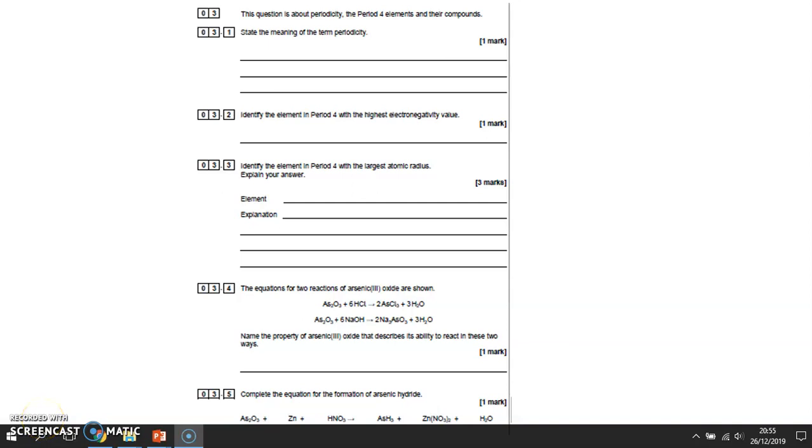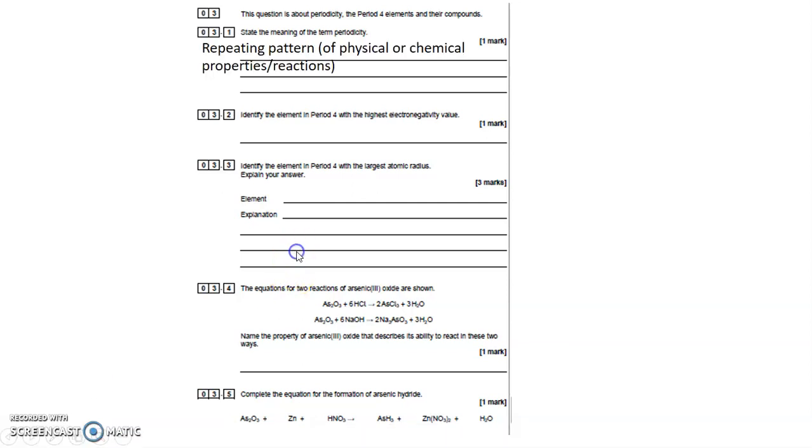Question 3. State the meaning of the term periodicity. Periodicity is a row going across the periodic table, and it demonstrates a pattern or a trend. A pattern or a trend in the physical and chemical properties of the elements going across that period. So it's a repeating pattern of physical or chemical properties across that period.